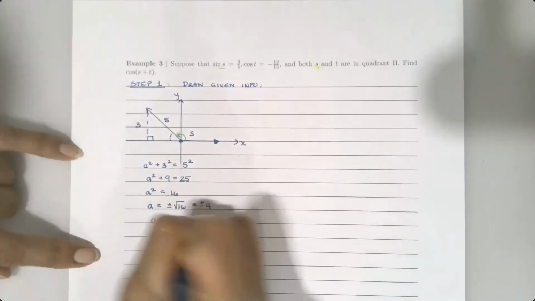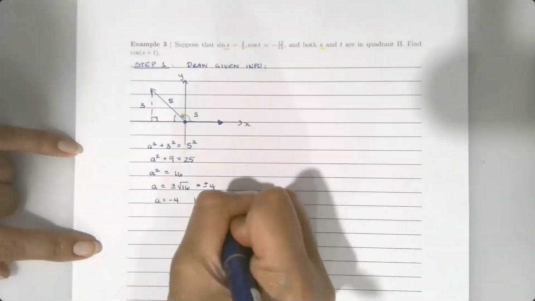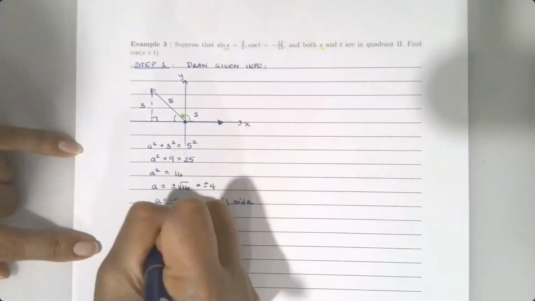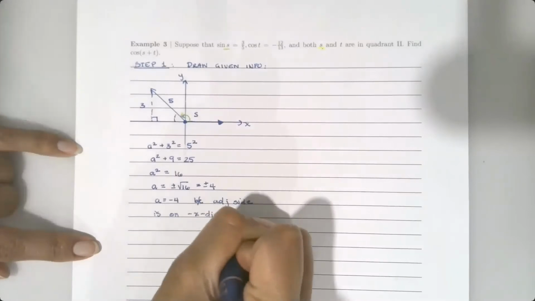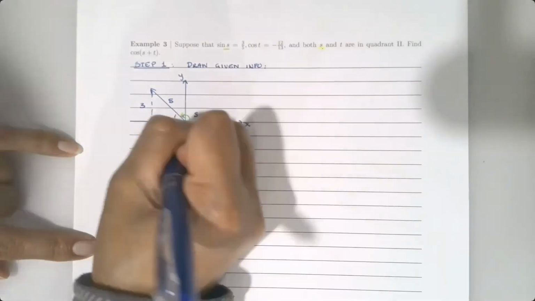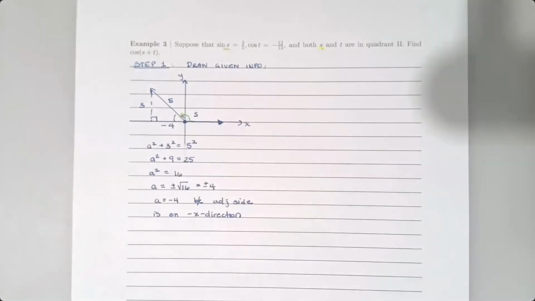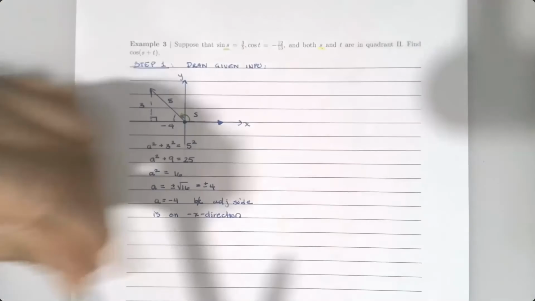Okay, so I'll write this on the side. This is because the adjacent side is on the negative x direction. So this side here is -4. All right, and so now we have all the possible information that we could have about angle S. Let's try drawing the diagram for angle T. It's also going to be in quadrant number 2.